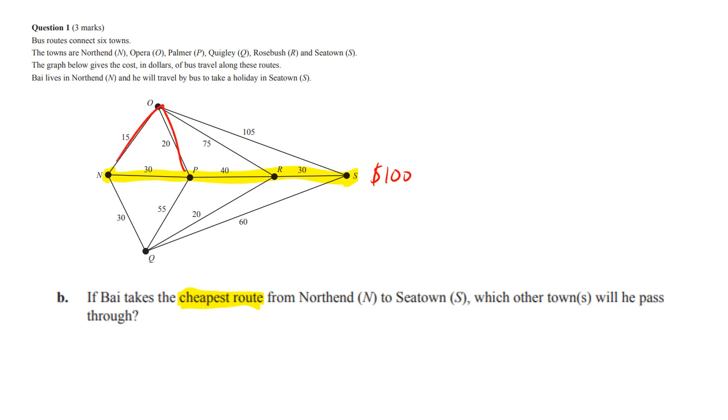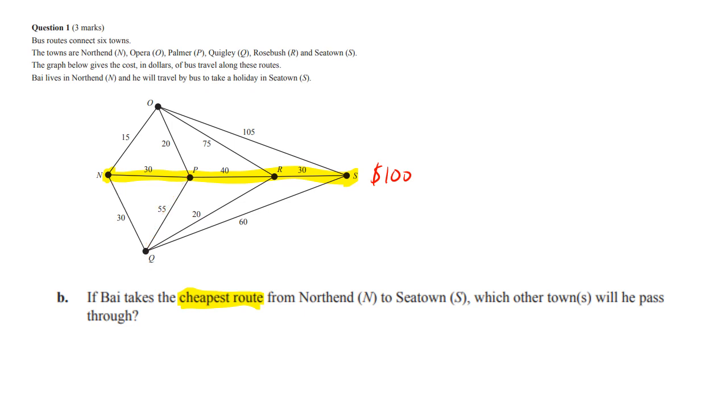So 15 and 20, that gets to P in 35. We don't want to do that because we're already at P at 30. We could go 15 and 75, but that seems really bad. So again, not good. Then we can go 30 and 55. That's going to be 85 to get to P.